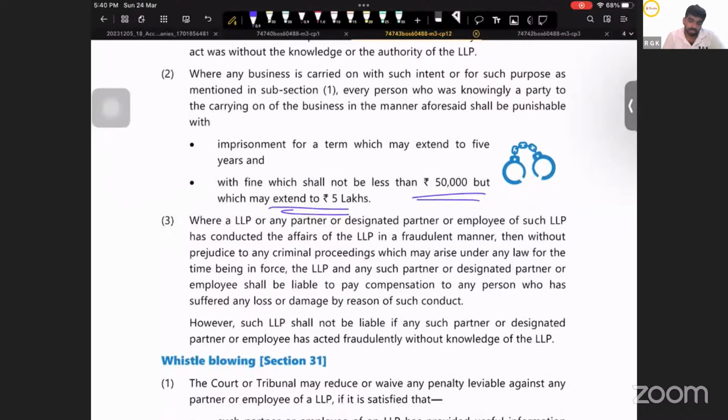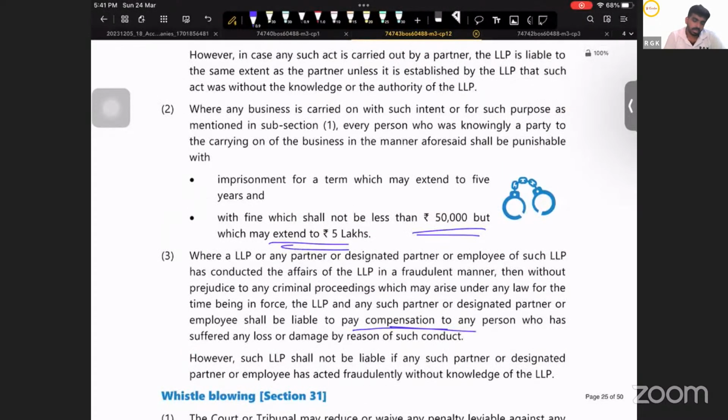Where an LLP or a partner or a designated partner or employee of LLP has conducted the affairs of the LLP in a fraudulent manner, then without prejudice to any criminal proceedings, LLP and any partner or designated partner or employee shall be liable to pay compensation to any person who has suffered any loss. So this is criminal liability, and this is civil liability. Criminal liability and civil liability for fraud. One is criminal liability, which says imprisonment and fine, whereas the other is civil liability, which says compensation. You are going to compensate.